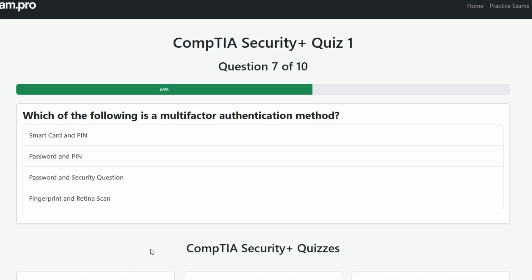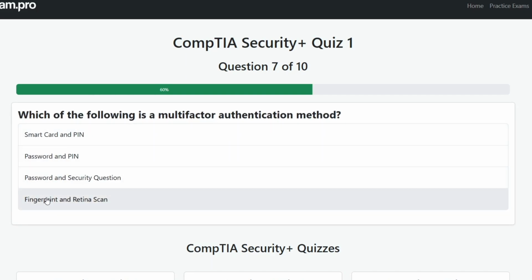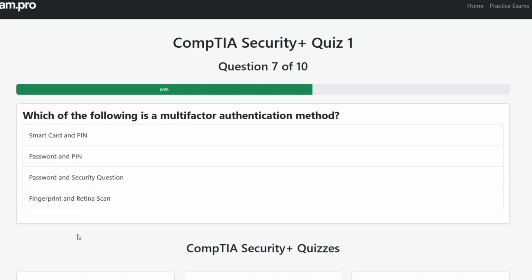Which of the following is a multi-factor authentication method? Smart card and a PIN, password and a PIN, password and a security question, or fingerprint and a retina scan? So multi-factor authentication means using two different types of authentication to authenticate.